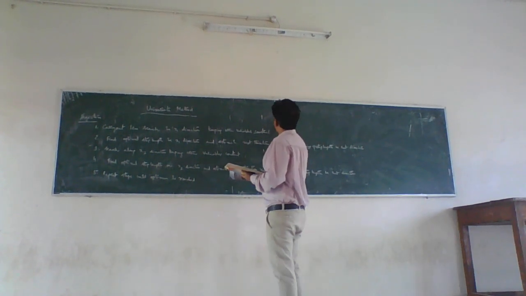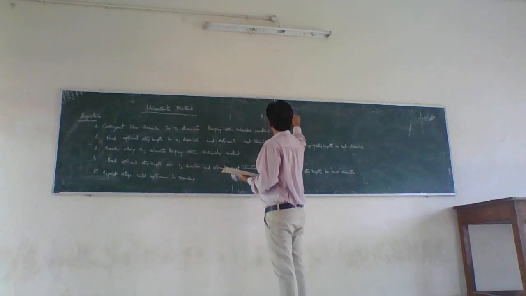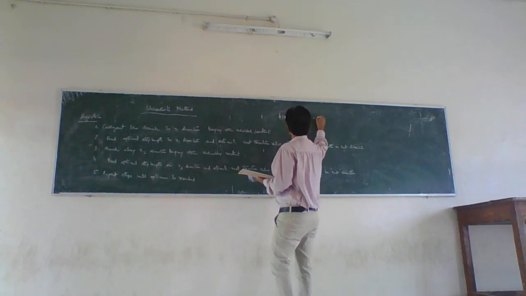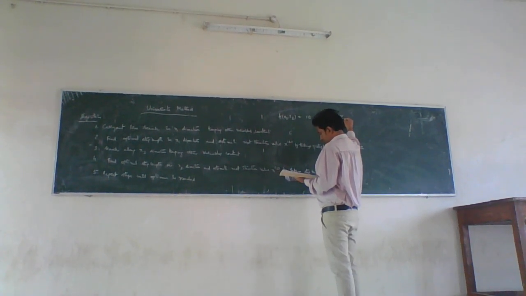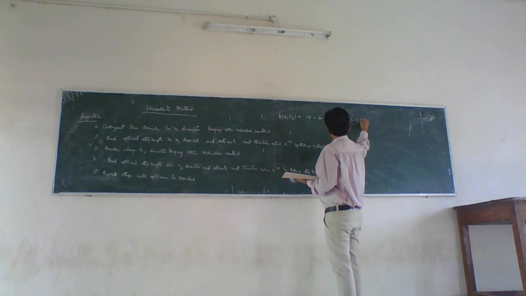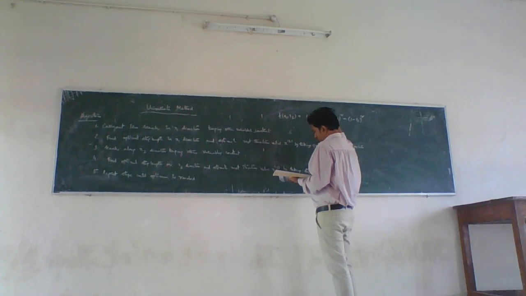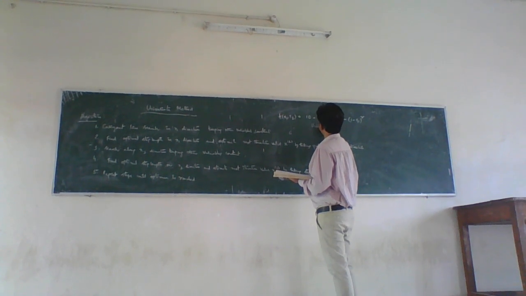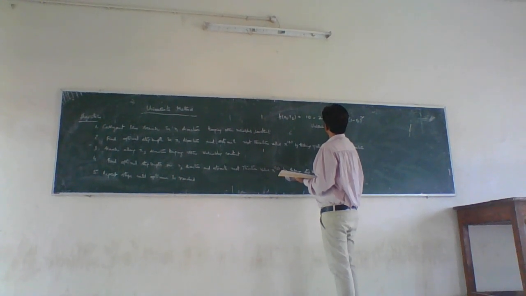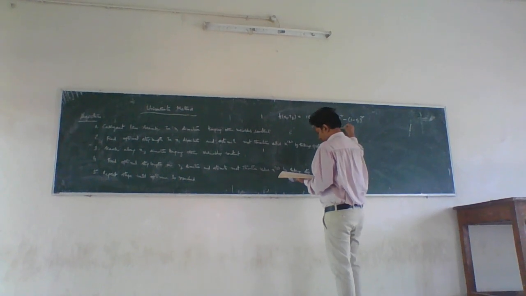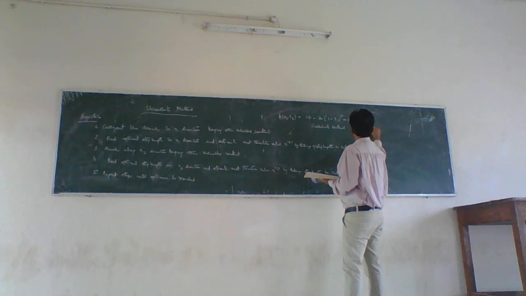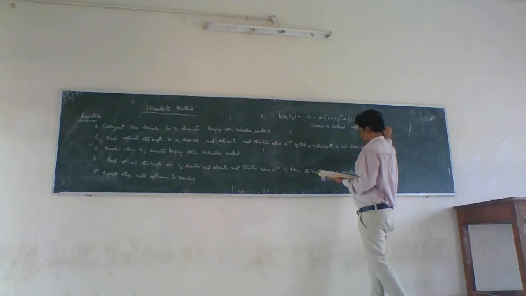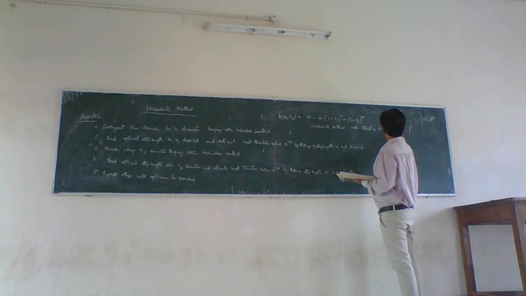Solve the function f of x1 comma x2 is equal to 10 minus 2 into (1 minus x1) whole square minus (1 minus x2) whole square using the univariate method, with starting point x of 0 is equal to 0, 0.